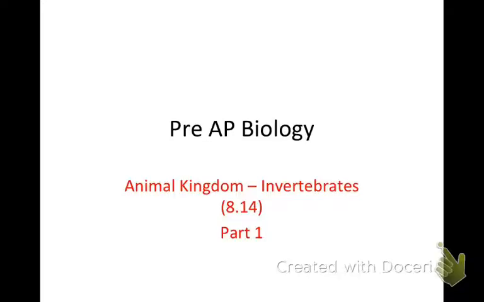Whew, it's been a long taxonomy unit, but we're almost done, guys. So congratulations. We're going to start talking about invertebrates. Go ahead, make sure you have that highlighter or that writing utensil because we're going to write some stuff. We're going to highlight some stuff. So let's get started. Alright, invertebrates.